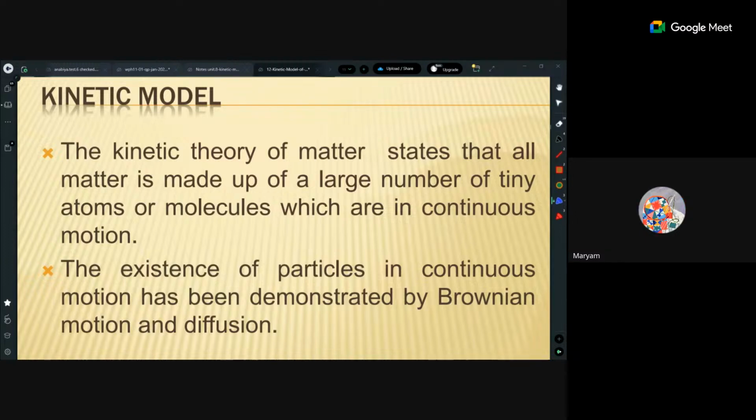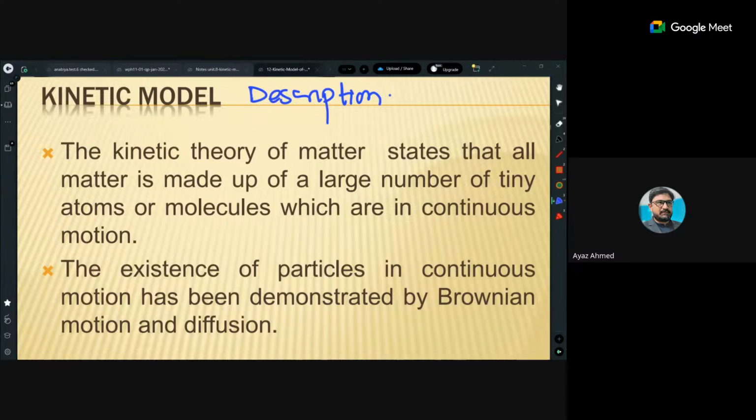Sir, how will the question come, like to write these two points? They will ask you to describe the kinetic molecular model. Are you getting my point? Yes. So here you have described the kinetic molecular model.